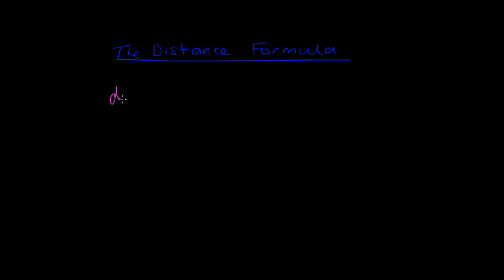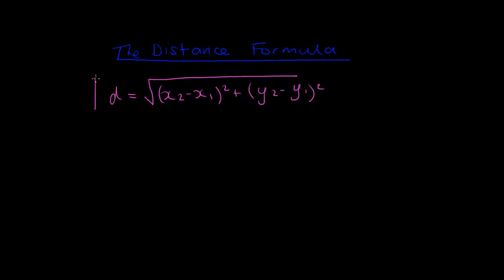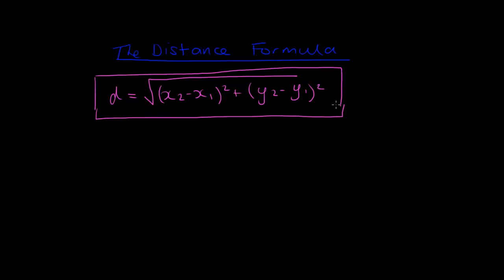To start off with, I'm actually going to write out what the distance formula is, and then we're going to look at where the distance formula actually comes from. So how can we actually remember this apart from just learning it off by heart? So that's what the distance formula says. It says distance equals the square root of x2 minus x1 all squared plus y2 minus y1 all squared.